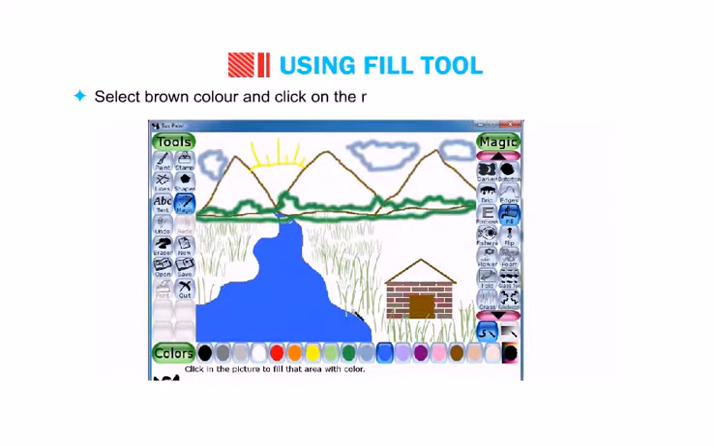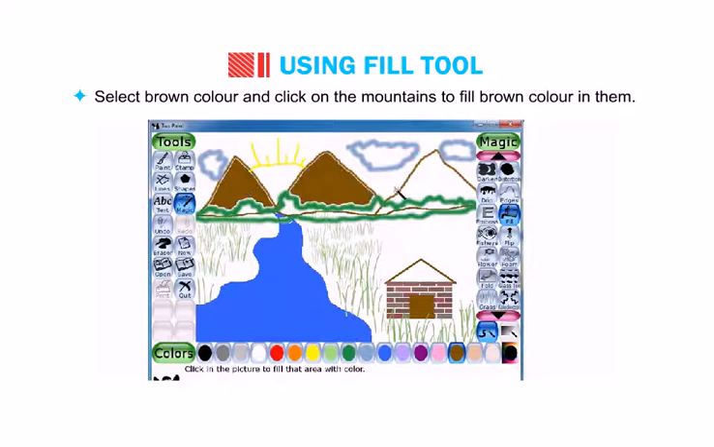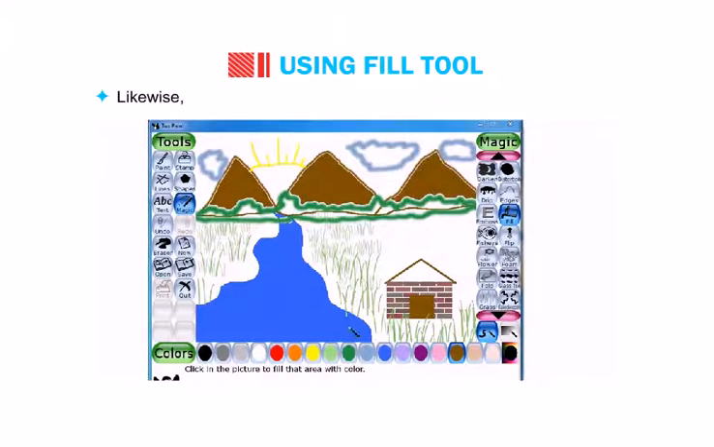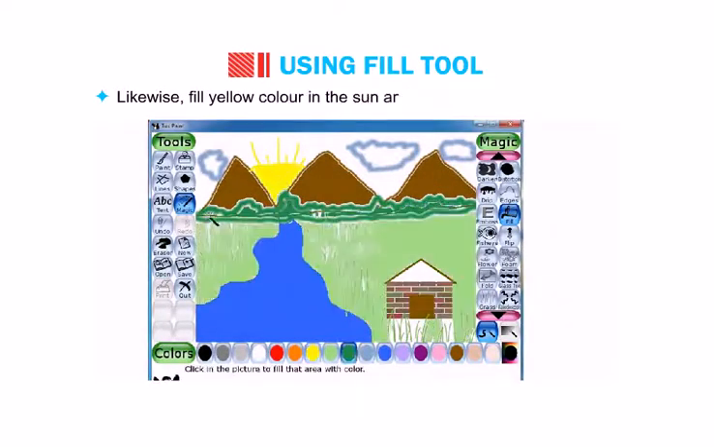Select brown color and click on the mountains to fill brown color in them. Likewise, fill yellow color in the sun and red color in the roof of hut.